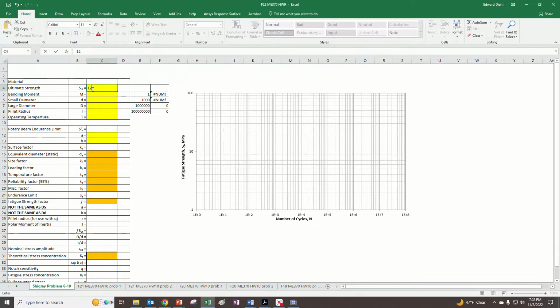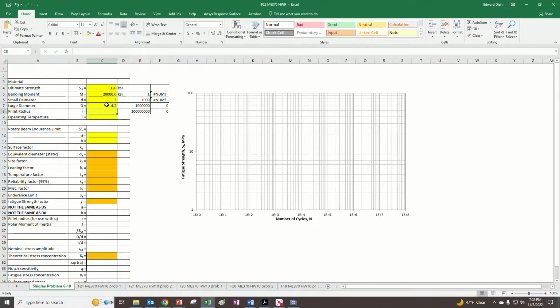We knew that 120 was the ultimate strength, and it was in KSI in this case. The bending moment that we were going to use, let's go and enter it in. We could set this up so that we could put the force in there and all the arrangements of the stuff, but it ends up making it maybe a little too specific. The smaller diameter, let's just pick out some numbers. Let's say it was 3. And the larger diameter, we can say that it's going to be 1.4 times that 3.